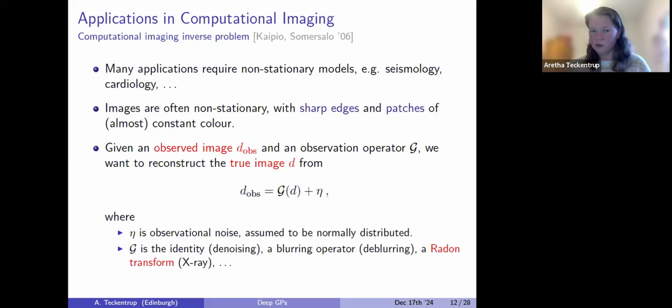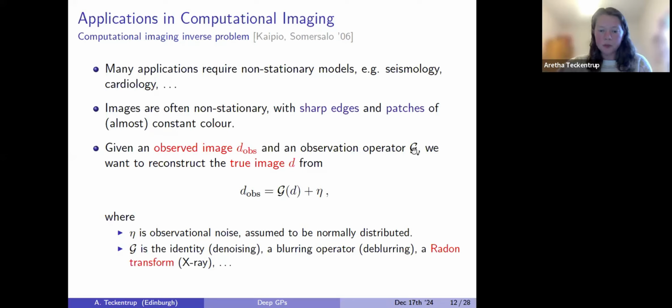Similar in cardiology, if you think about the heartbeat, usually you see that most of the time it's very flat, and then there's the heartbeat coming in, which suddenly has a lot sharper gradients and fine scale features. Another application is in imaging. If you think of reconstructing images, or just what images look like, they do have very sharp edges and then patches of almost constant color where you have the different objects. And so they are very non-stationary in the sense that we have discussed.